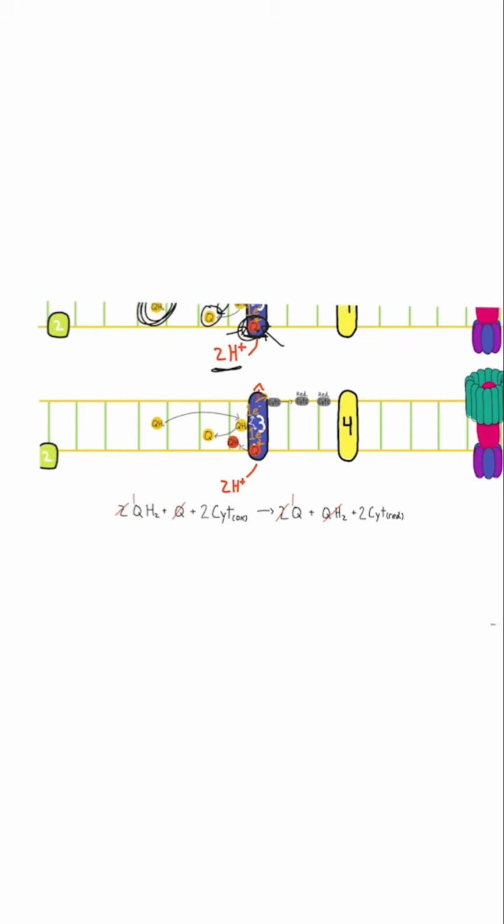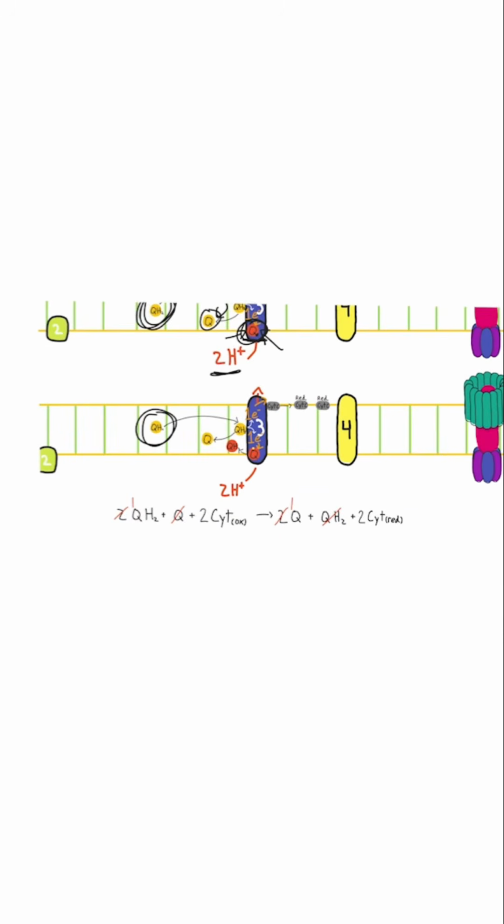For step 2, we have another ubiquinol arrive. It's going to do the very same thing. It's going to donate 1 electron to cytochrome C, which creates a fully reduced cytochrome C, so now we have 2 of those. And the other electron goes to that ubiquinone that is still sitting there. So now that ubiquinone has gained 2 electrons, and that turns it into ubiquinol. So notice now it is QH2. The ubiquinol that arrived turns back into ubiquinone.